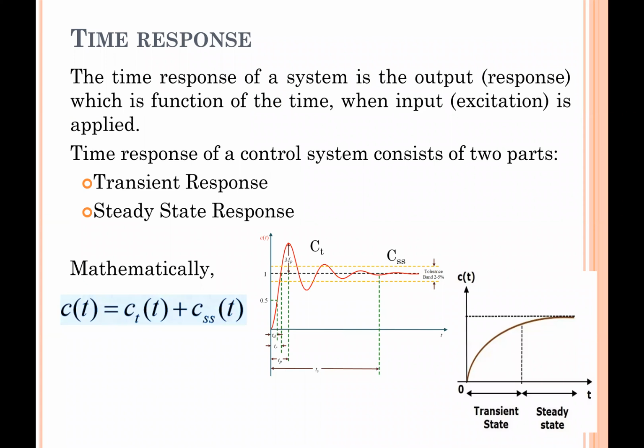ठीक है? Now time response of the system is the output which is a function of time when the input is applied. जब भी हम किसी सिस्टम को एक इनपुट देते हैं, तो आउटपुट पर हमें क्या सिग्नल मिलता है, क्या इंफॉर्मेशन मिलती है, उसको जब हम टाइम के साथ प्लॉट करते हैं, that graph is called actually the time response. On your screen you can see there are two examples. Okay, these are time responses.